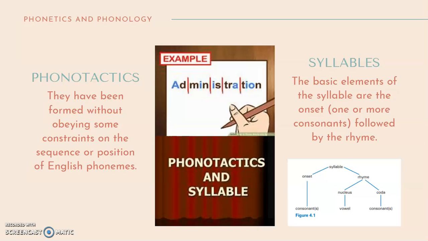And then we have phonotactics. These are constraints on the sequence or position of English phonemes, and they are connected to syllables. The basic elements of the syllable are the onset, one or more consonants, followed by the rime. So we have syllable, onset, and rhyme. Rhyme has nucleus and coda, and those have vowels and consonants.